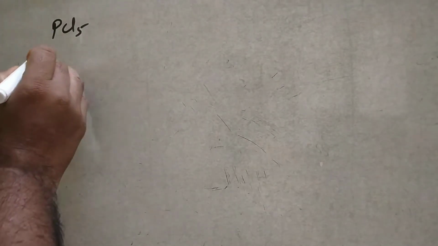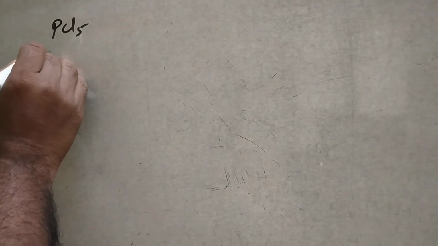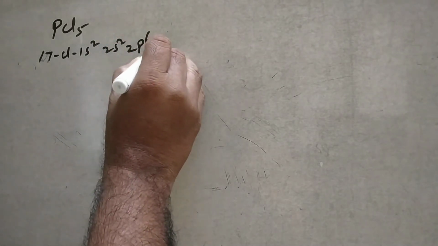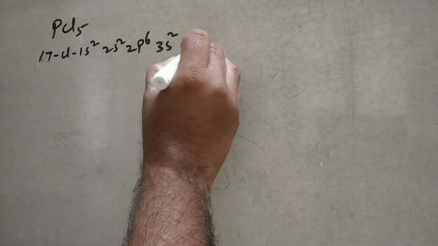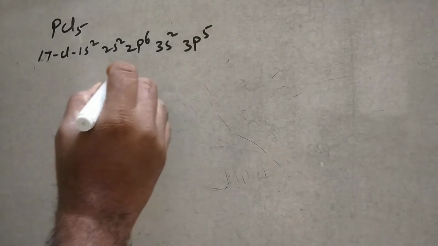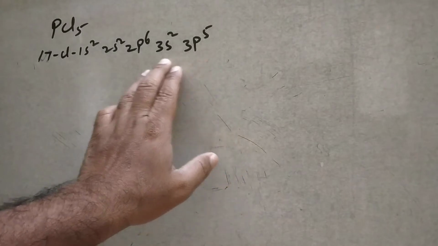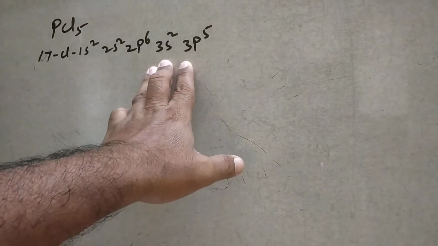First I would like to write the electronic configuration of chlorine atom. Here chlorine atomic number is 17 and electronic configuration is 1s2, 2s2, 2p6, 3s2, then 3p5. Generally we will consider the valence shell.